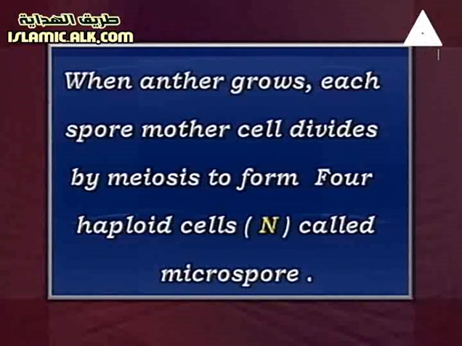Each one gives us 4 haploid cells. Each of the resulting cells is called a macrospore. So we have the spore mother cell, which is diploid. After meiotic division, all of that happening inside the anther, it gives us 4 cells, each one called a macrospore. And remember, a macrospore is haploid, carrying half the number of genetic material.